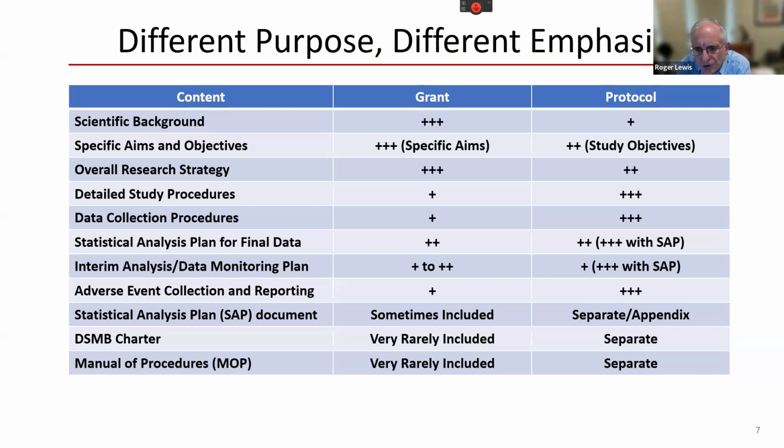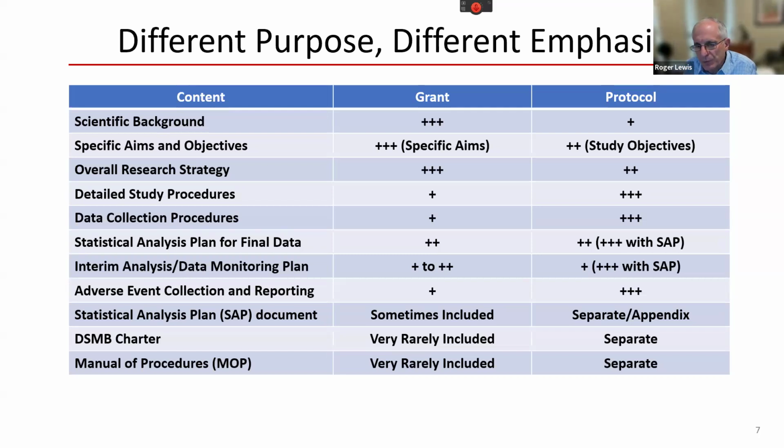The DSMB charters and the manual of procedures are very rarely included in grant applications, but they are separate documents that are necessary to be included with the protocol. I should be more careful here. The DSMB charter is a necessary document if you have a DSMB. A manual of procedures, if you have it, needs to be included or mentioned in the protocol.